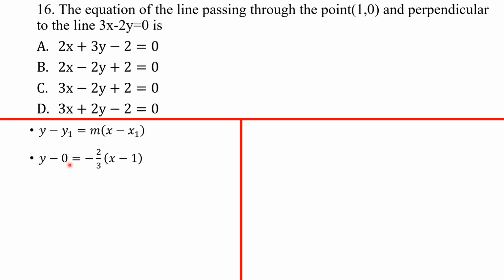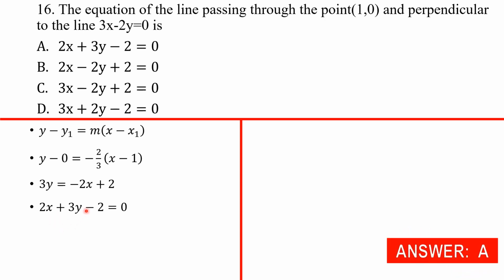So you get y minus 0 equals the gradient. And now notice that the gradient is negative 2 over 3. Remember that our line is perpendicular to this line. If you write this line in gradient-intercept form, you would have y equals 3 over 2 x, and so 3 over 2 is the gradient of this line. But since our line is perpendicular to this line, the product of the gradients has to be equal to negative 1. So the gradient of our line will be negative 1 divided by the gradient of this line, which is negative 2 over 3. When we simplify and rearrange, you notice that our answer there is just A.